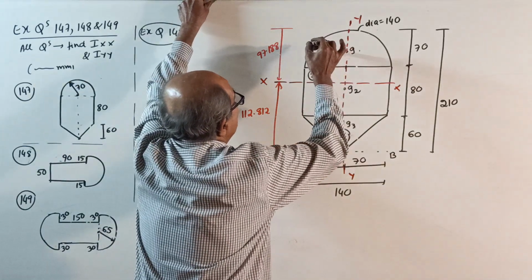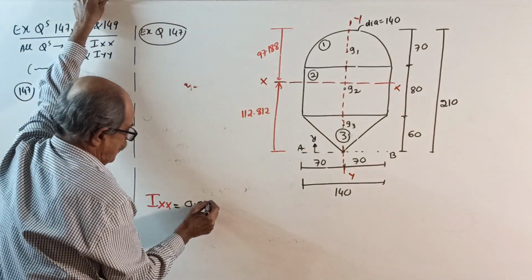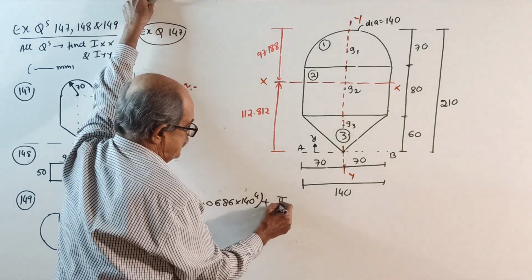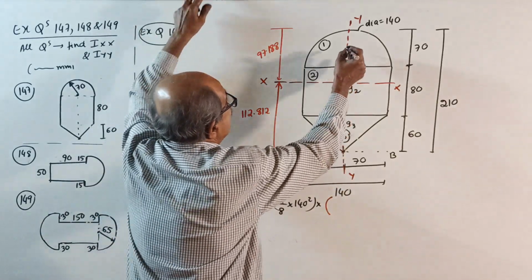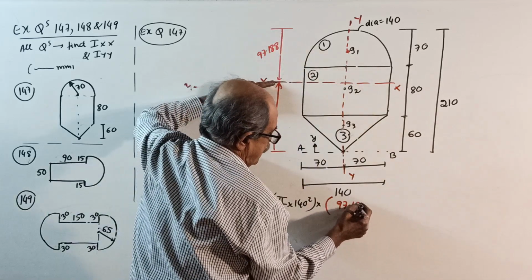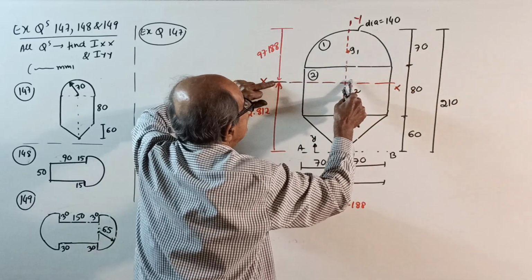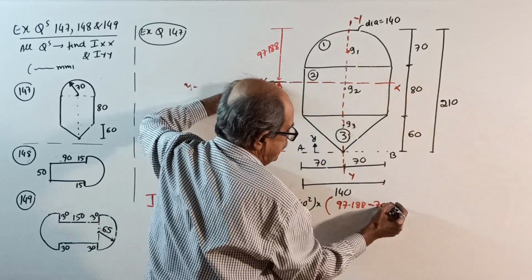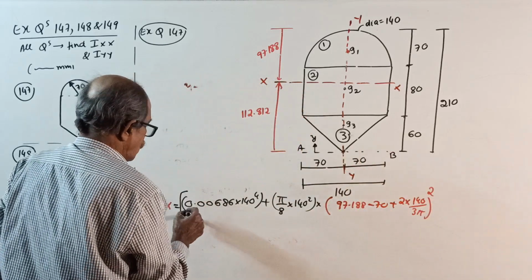Part 1. This is G1. I about its own centroidal axis, Ig, is 0.00686 into diameter 140 power 4, plus area, pi by 8 of 140 square is the area, into the distance from the centroid to here, squared. That is 97.188 minus 70, which gives this distance, plus 2d by 3 pi, 2 into 140 divided by 3 pi, whole square. Okay, over. This is IXX for 1.